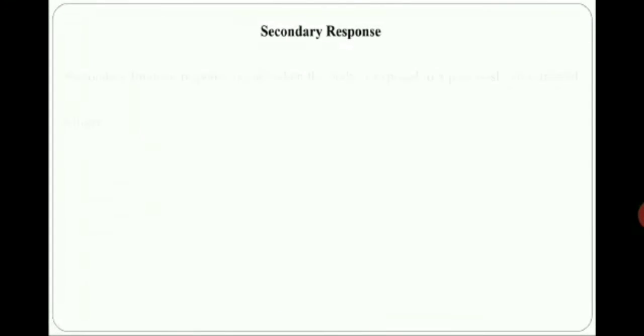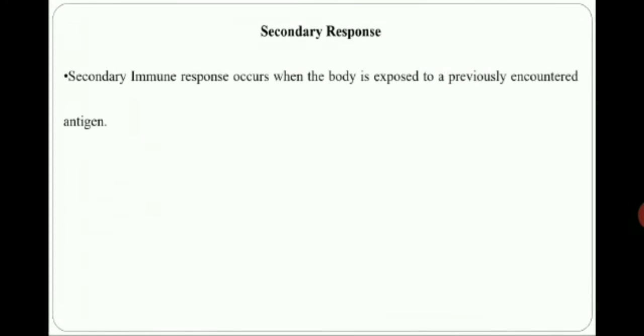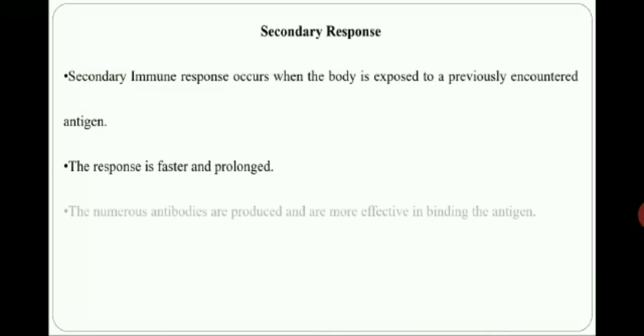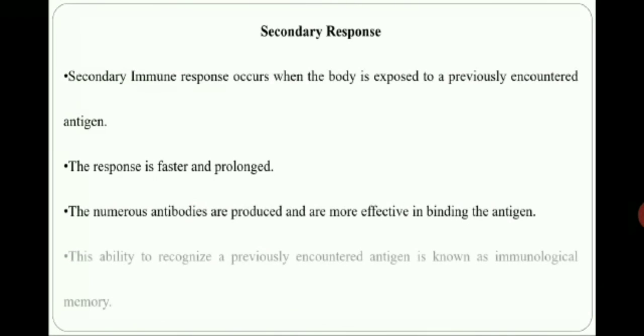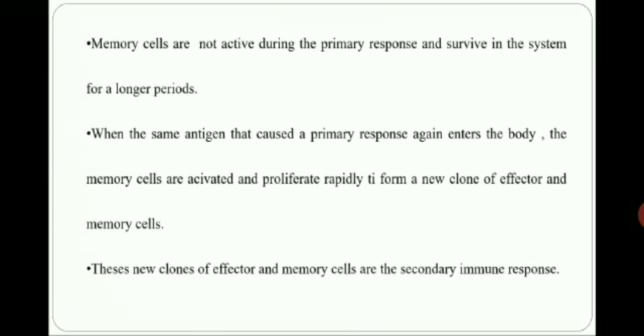The secondary response occurs when the body is exposed to a previously encountered antigen. The response is faster and prolonged as compared to the primary response. Numerous antibodies are produced and they are effective in binding the antigen. Now, the ability to recognize a previously encountered antigen is known as immunological memory.